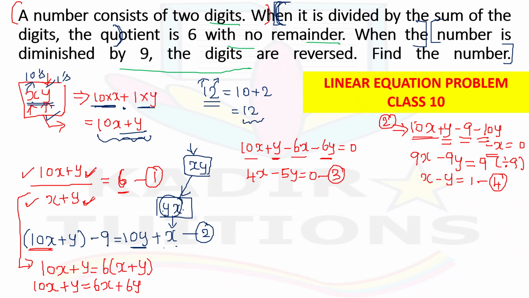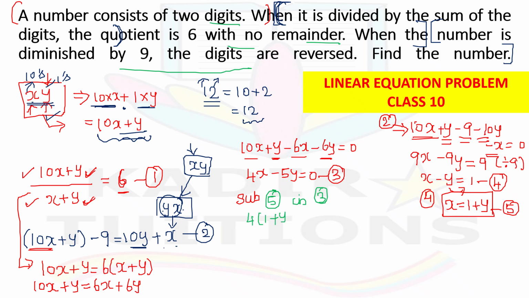So now from this fourth equation, can I find the value of x? I can move this y to the other side. Yes, right? So 1 plus y. So I got the value of x as 1 plus y. So now we are going to substitute. I can mark this as 5. So the fifth equation we are going to substitute in the third equation. So what is going to happen? Instead of x, we are going to replace 1 plus y, so 4 times (1 plus y) minus 5y equal to 0.